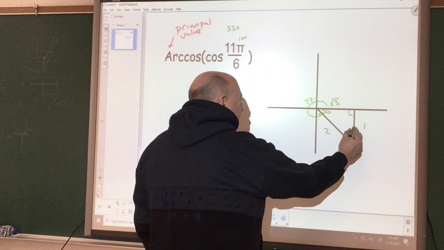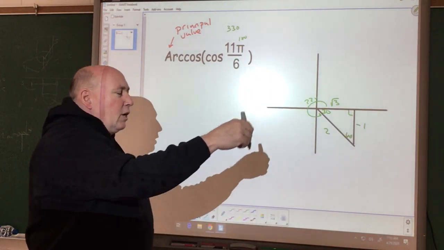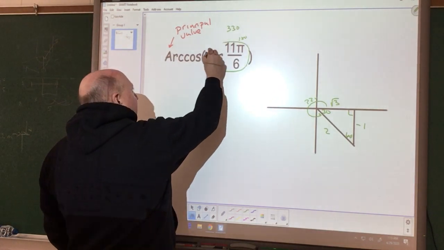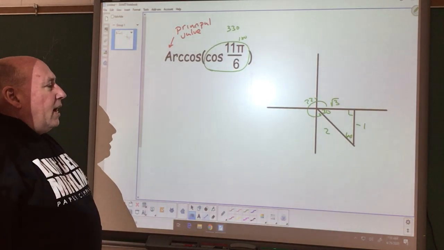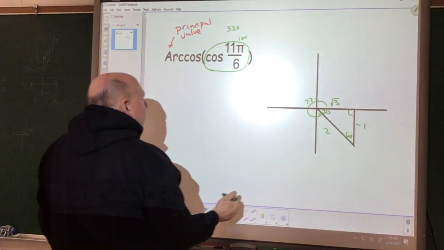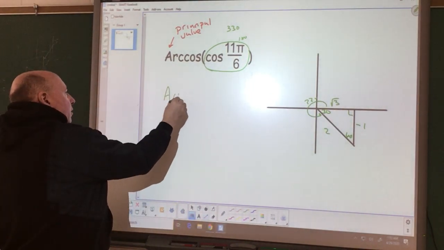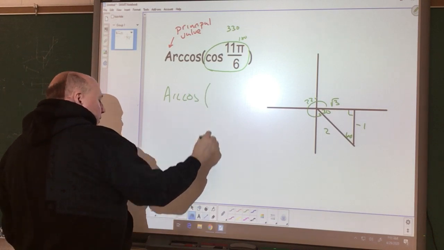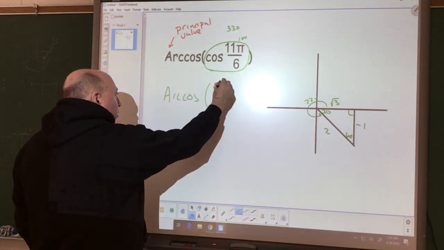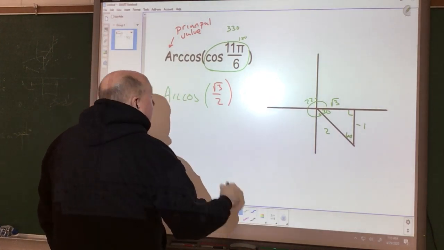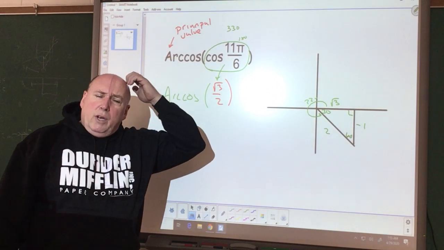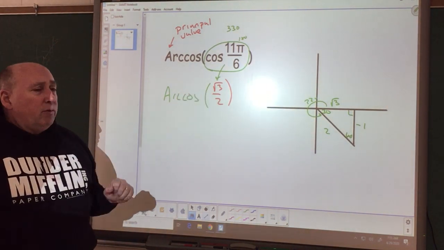We check for any negatives. We have a negative with the 1 because it goes down. So if I take a look at this value right here, the cosine of 11 pi over 6, my cosine is going to be square root of 3 over 2. So I'm going to throw in square root of 3 over 2, because that is what the cosine of 330 equals. Square root of 3 over 2.